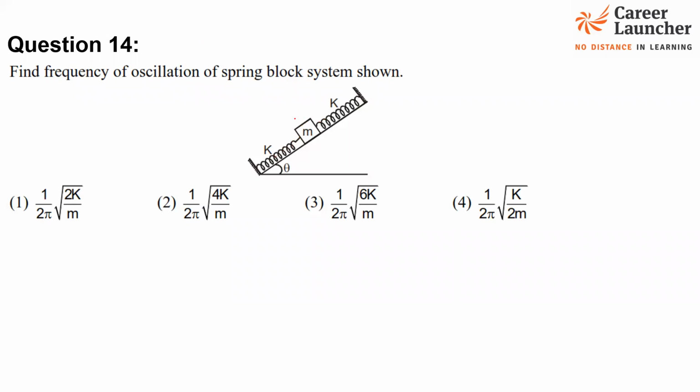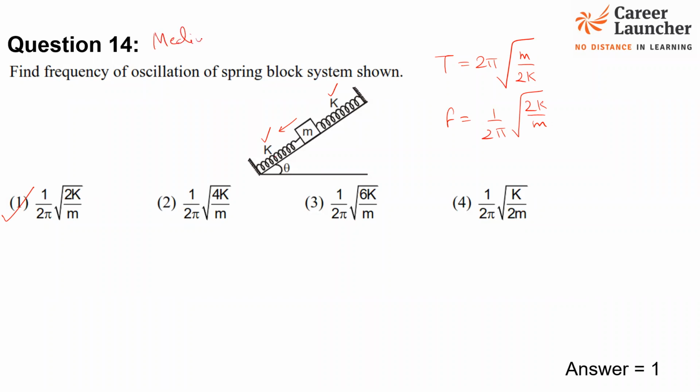So I can simply say that if the block is compressed on one side by x, it will produce an extension on the other side. Means these springs are nothing but in parallel. And if they are in parallel, then I can have my time period as 2 pi under root m by 2k, and hence the frequency will be the reciprocal of this, which is root of 2k by m. So just looking at the values under the square root, I can simply call out my answer, which is option number 1.